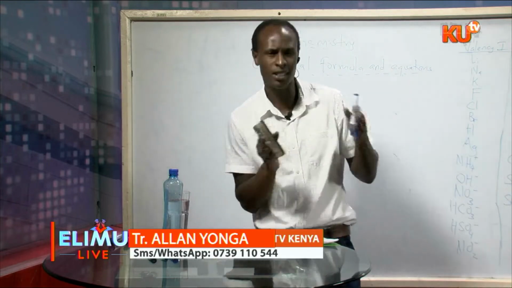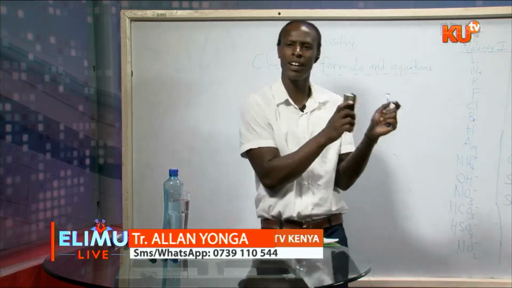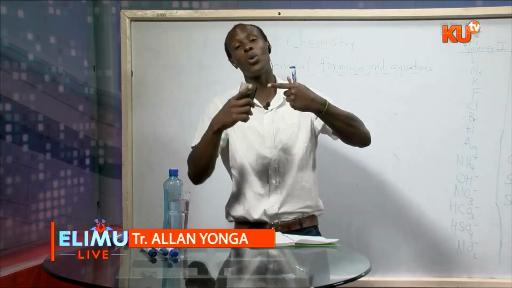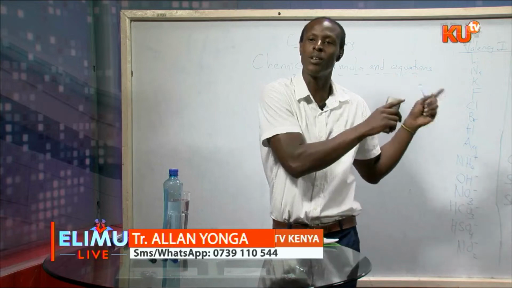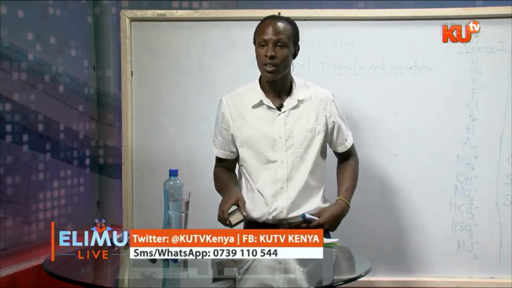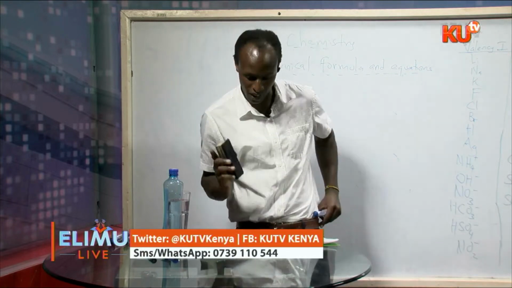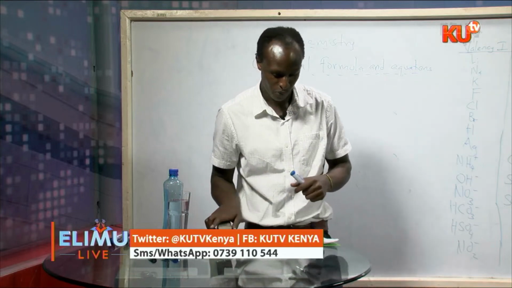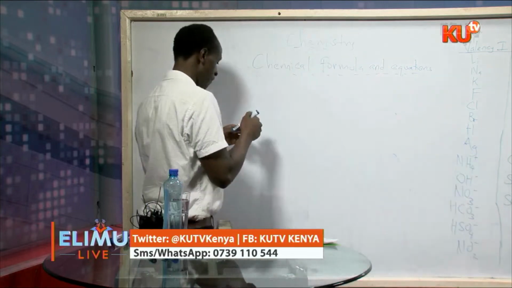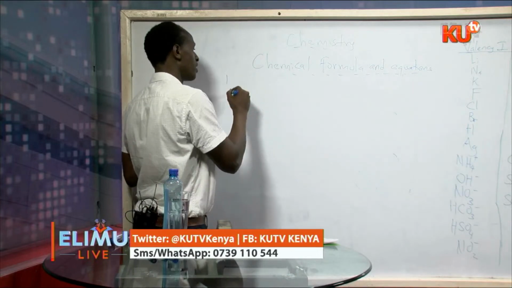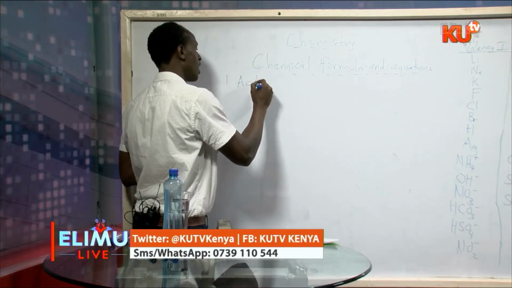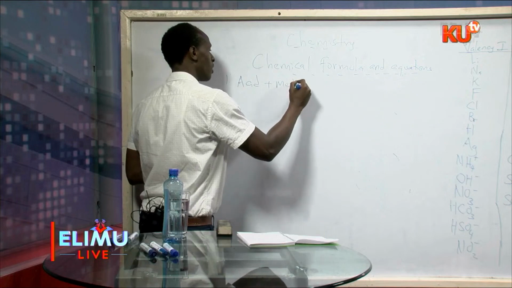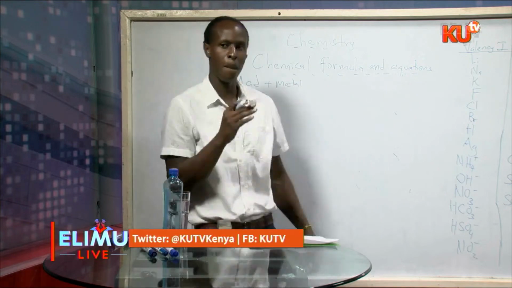So if you get the summary of what happens when we react an acid and a metal, and you also work on writing chemical symbols and chemical formulas, then it will be easier for you to write a chemical reaction. So we start with the first reaction, the most common reaction you'll ever get in chemistry: a reaction between an acid and a metal.